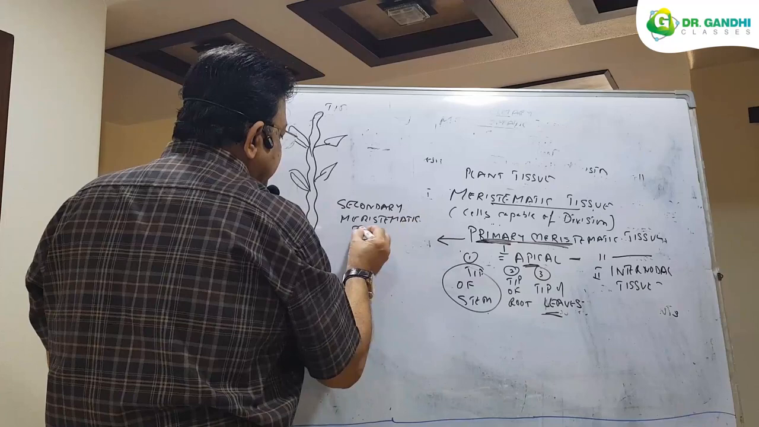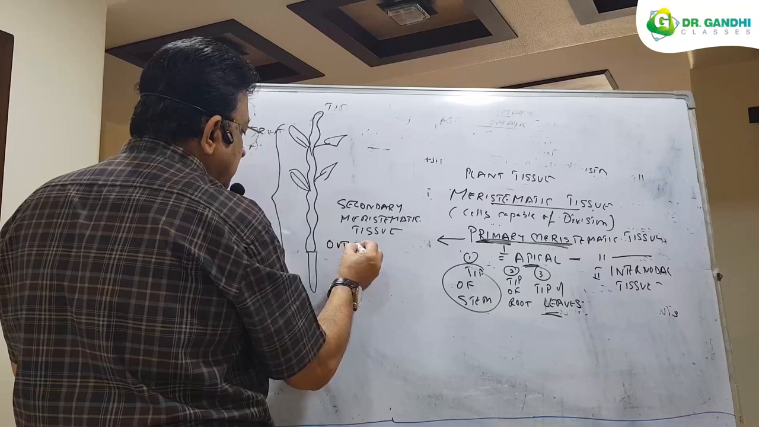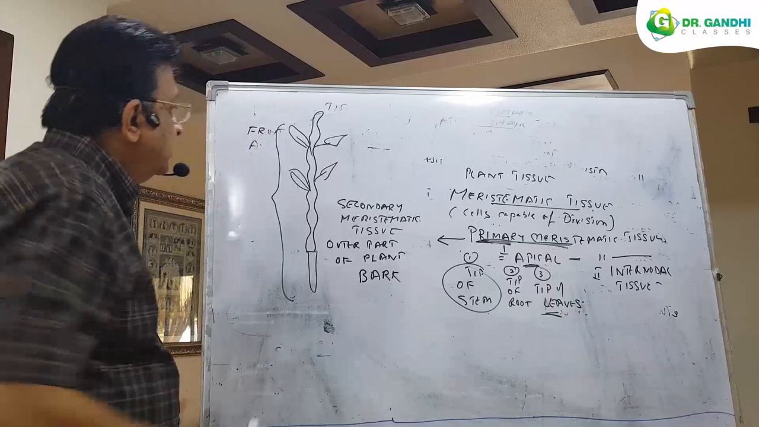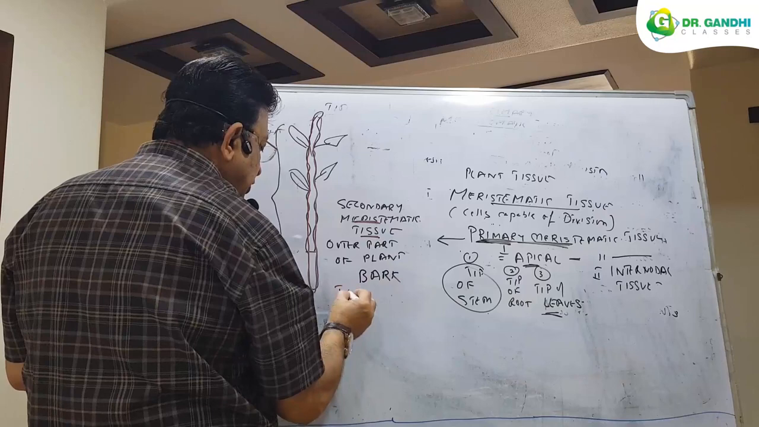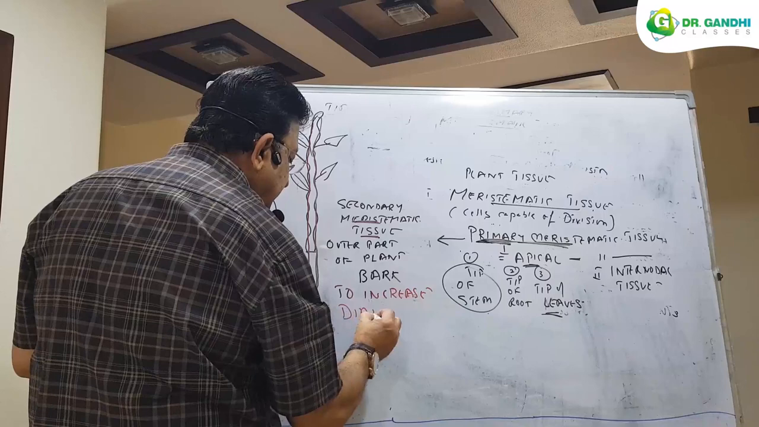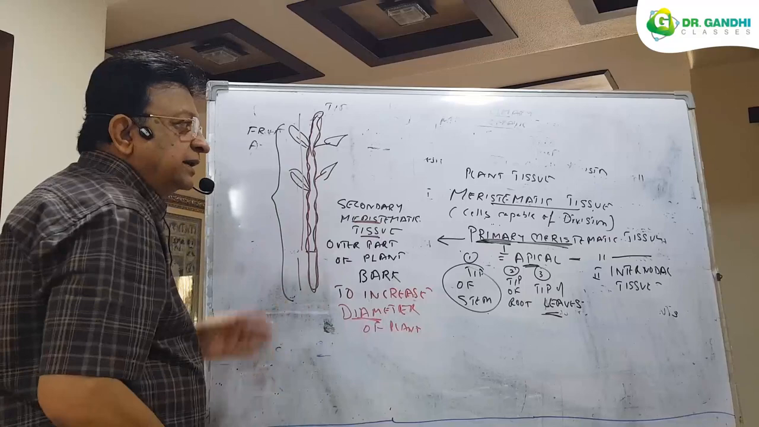to develop below the outer part of the plant, the outer part of plant is known as bark. So now in the bark also, pay attention, in the bark also we'll have to create a meristematic tissue. Why should we create the meristematic tissue called secondary meristematic tissue? To increase the diameter of the plant. Because if the diameter does not increase, the plant only gains height, then the possibility of the tree toppling.